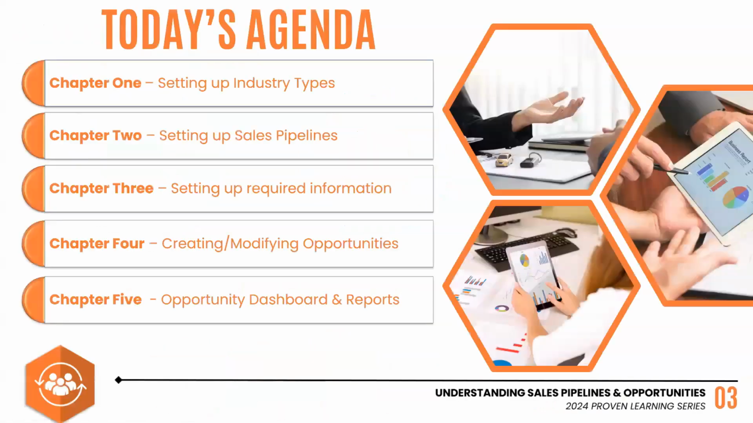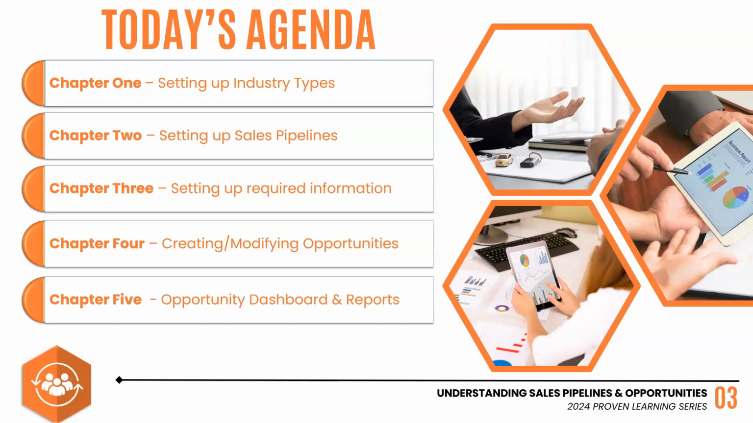Our session today is going to be broken down into 5 main sections, starting off by understanding industry types and what relevance they have in Proven CRM today. Once we've identified our industry types, we're going to set up a sample sales pipeline, so you can see how you can utilize sales pipelines in your CRM system today. And within each stage of our sales pipeline, we'll also take a look at how to set up important and required information that you may want to capture during each of our different sales stages.